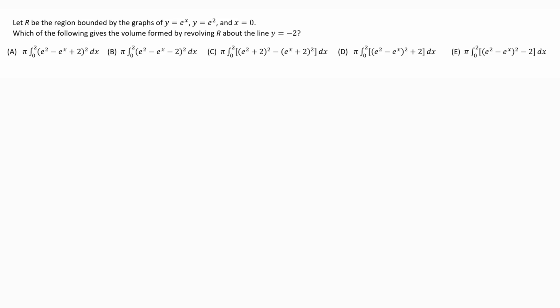In this example, we're being told that we have this region R that is created by an area bounded by the graphs of e to the x, e squared, and x equals 0. Oftentimes x equals 0 just means it's closing off a point in the region where the graphs don't intersect each other. Based upon that information, they want us to find the volume that is formed by revolving R about the line y equals -2.